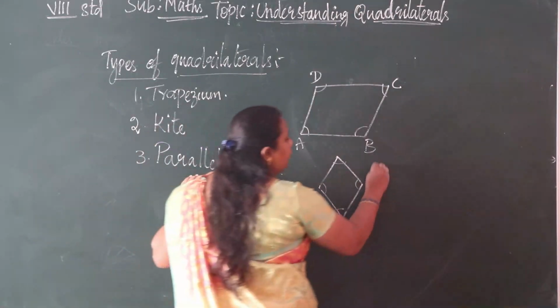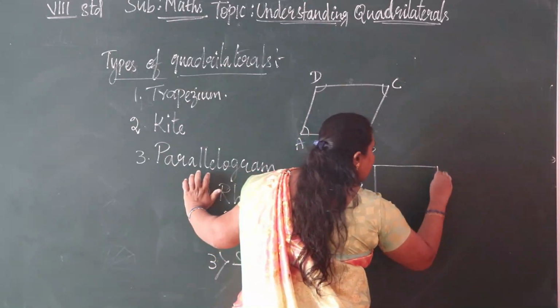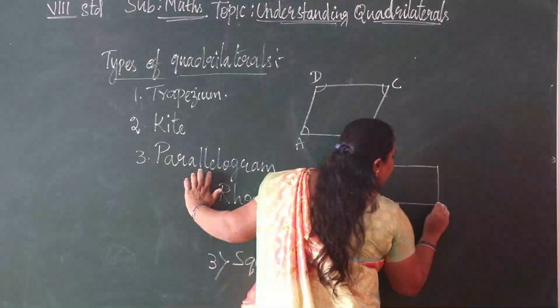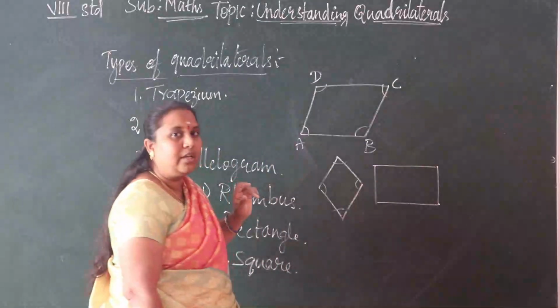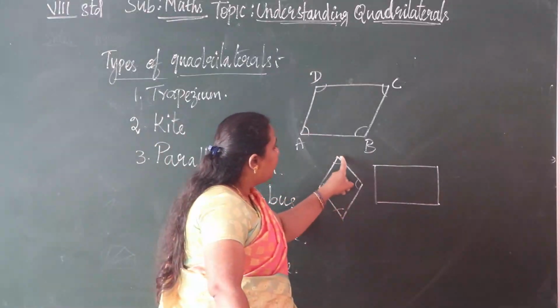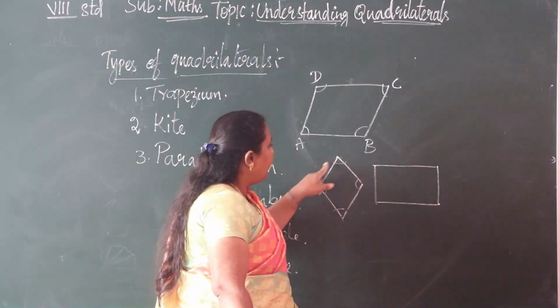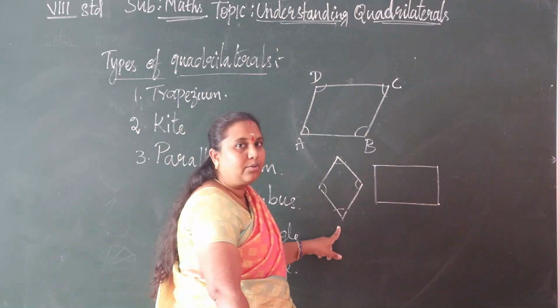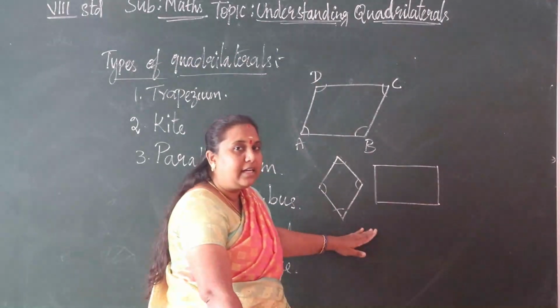And the rectangle. In a rectangle also, opposite sides are parallel. See here in a rhombus, these two sides are parallel and these two sides are parallel. So the opposite sides are parallel and equal.